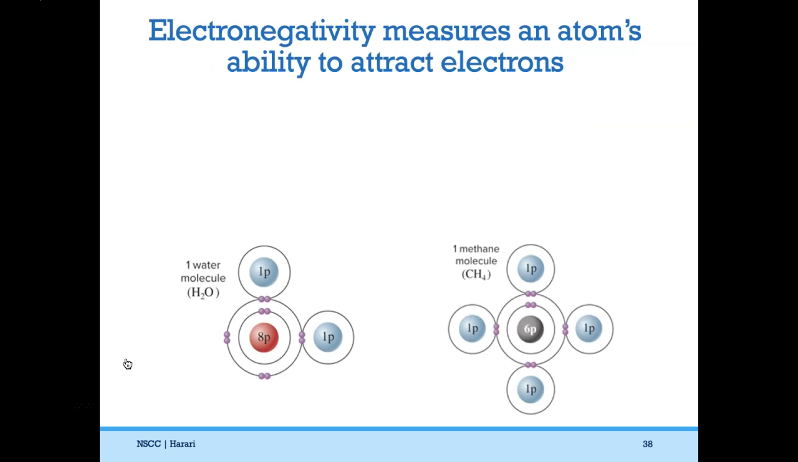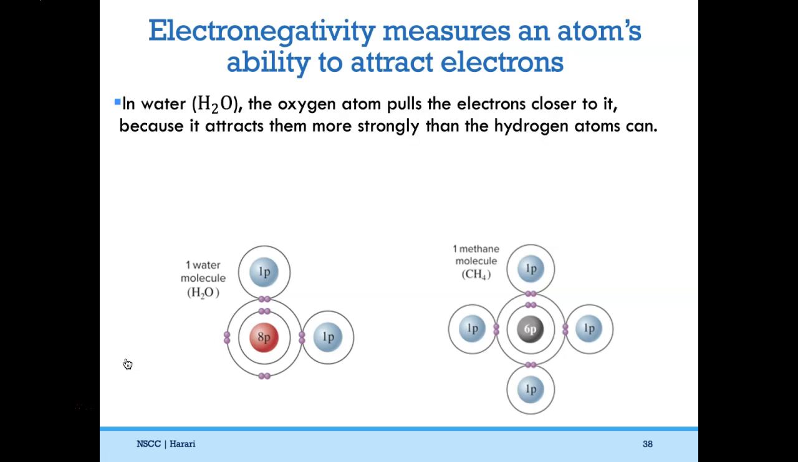Electronegativity, again, measures an atom's ability to attract electrons, and it goes up as we increase in size. So water is a polar molecule because it makes polar covalent bonds between the hydrogen and the oxygen. H2O means there are two H's and one O.